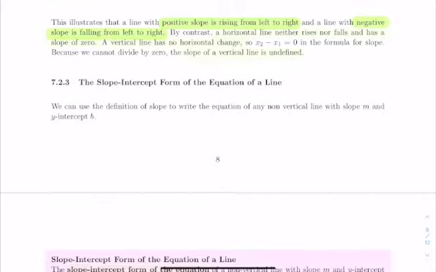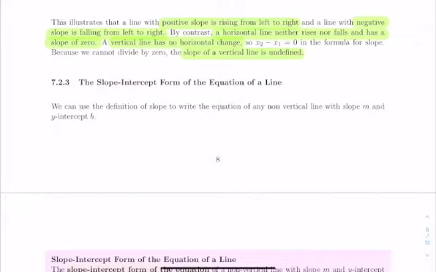By contrast, a horizontal line neither rises nor falls and has a slope of 0, and a vertical line has no horizontal change. So x2 minus x1 does give me 0, but because we cannot divide by 0, the slope of a vertical line is undefined. So horizontal lines have a slope of 0, vertical lines have a slope that is undefined.